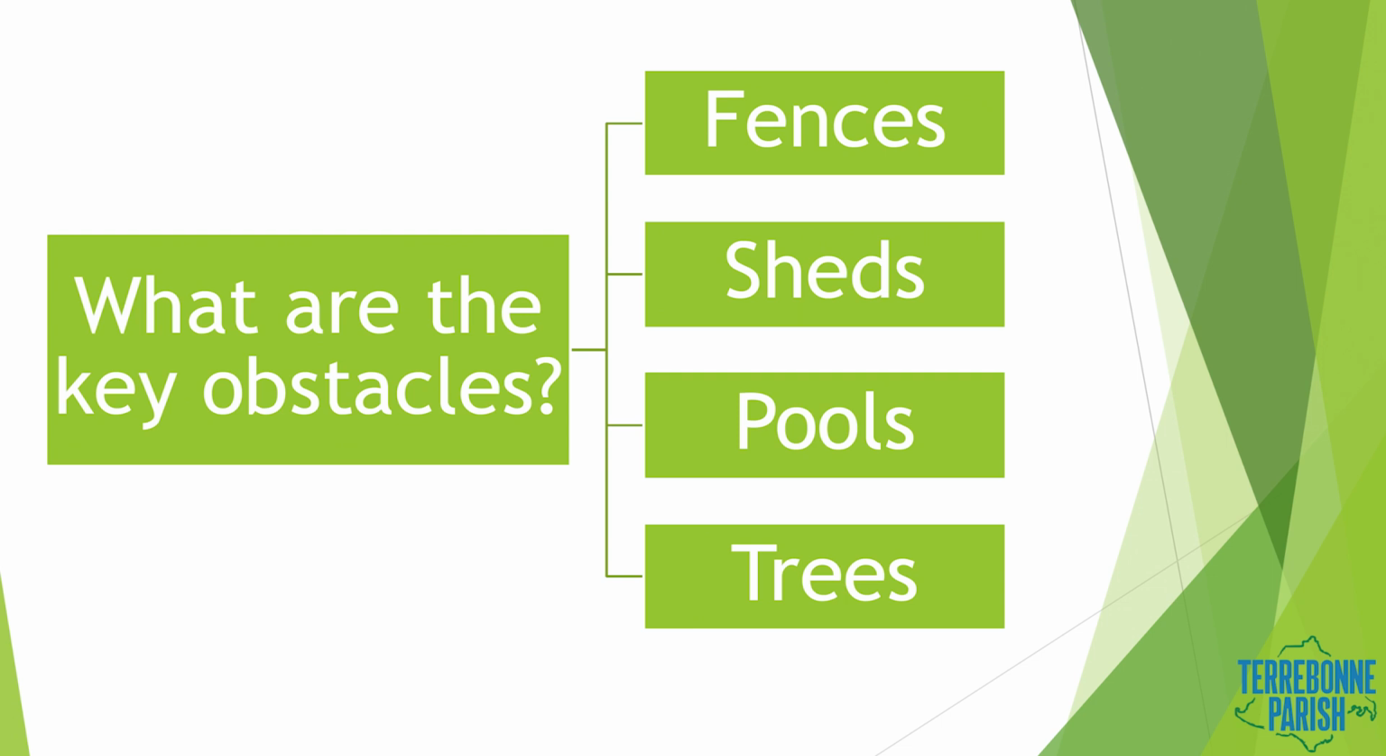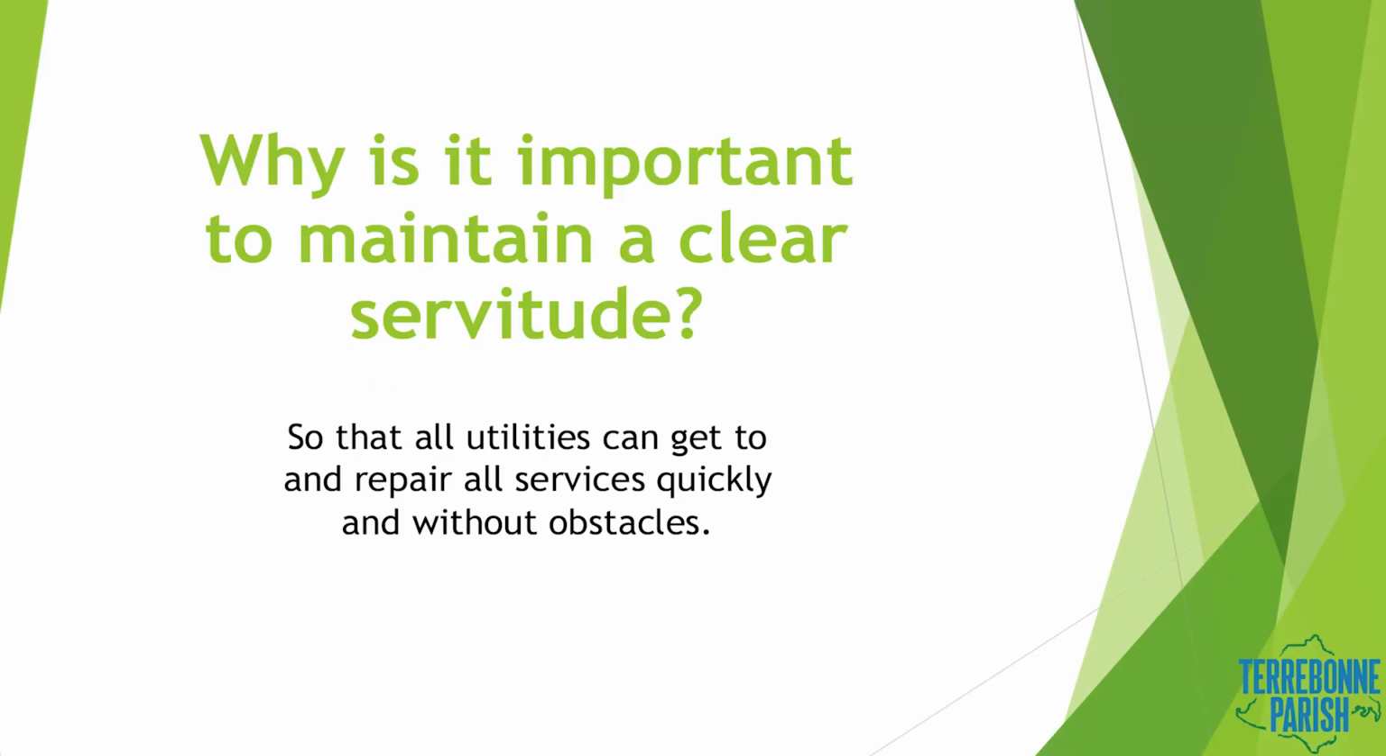So what are the key obstacles? Of course, y'all saw it with y'all own eyes, right? Fences, sheds, pools, trees. So why is it important to maintain a clear servitude? So that all utilities can get to and repair all services quickly and without obstacles. A lot of these servitudes actually have power lines running on them. So there may be some cases where you're like, man, why is it taking them so long to get the power back on? Well, this could definitely be a big factor in that. Lack of access.